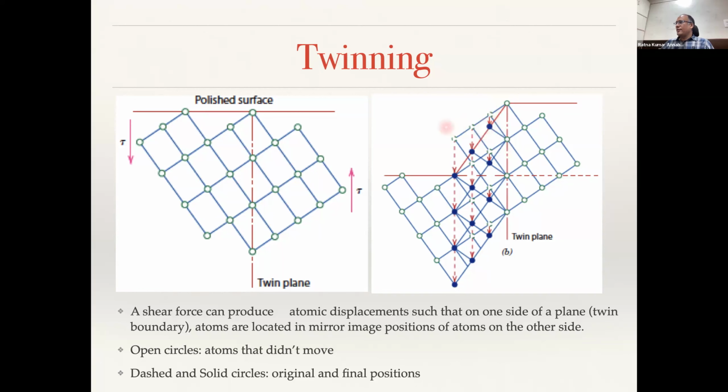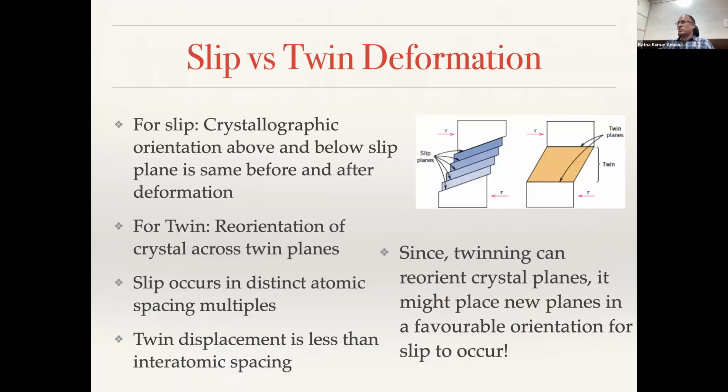So in twinning, the twin displacement is usually less than an interatomic spacing, whereas slip occurs in distinct atomic spacings in multiples. So that means integer multiples of the atomic spacing.